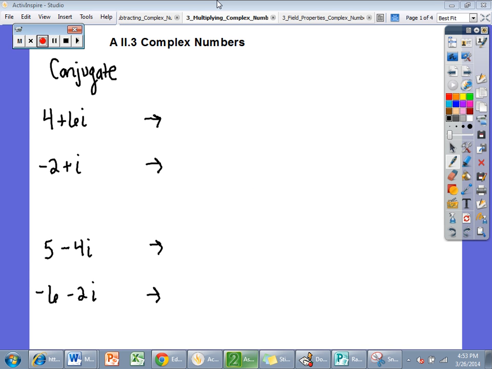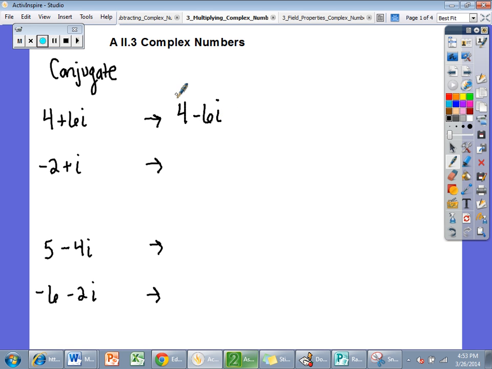This video is to review multiplying complex numbers and conjugates. Conjugates are kind of like opposites when we're talking about complex numbers. For example, this is an example of a complex number, 4 plus 6i, because it has a real part to it and it has an imaginary part to it. So its conjugate would be 4 minus 6i.